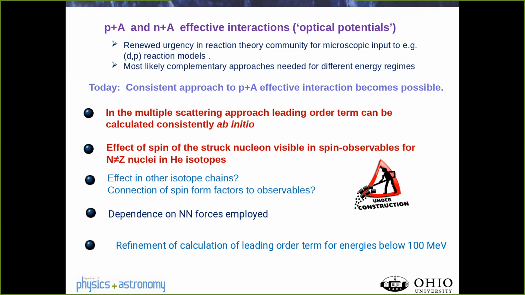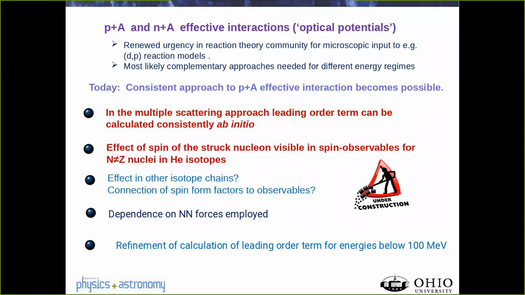And so basically, by being very consistent in terms of the NN interaction used, it is possible now. As I said in the definition, there are several definitions of ab initio, but the leading order term can now be calculated ab initio by treating the nucleon-nucleon interaction in the reaction part as well as in the structure part on equal footing. By doing that, we discovered, at least for one isotope chain, that effects of the spin of the struck nucleon become important if you leave the line N equals Z.